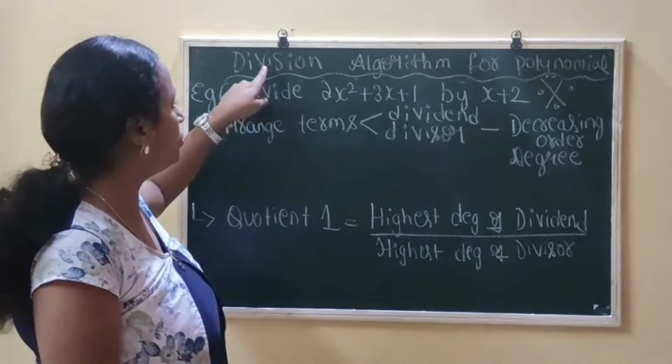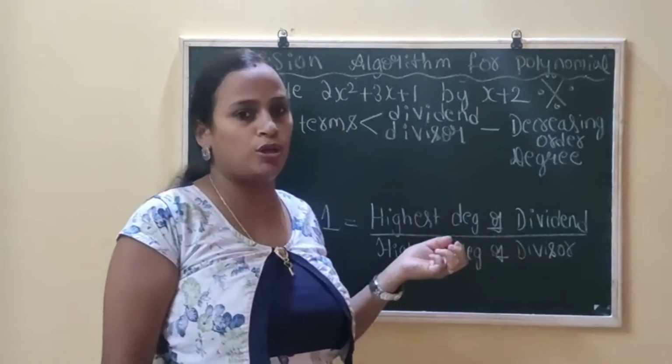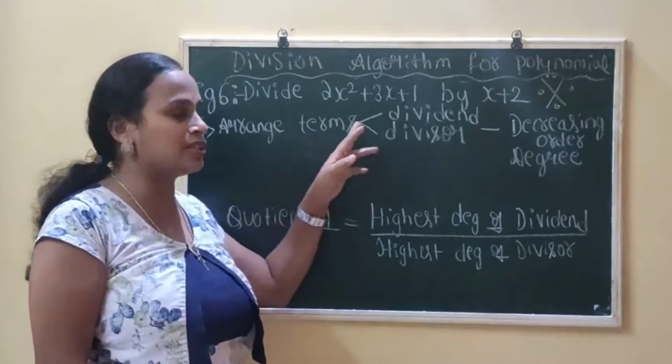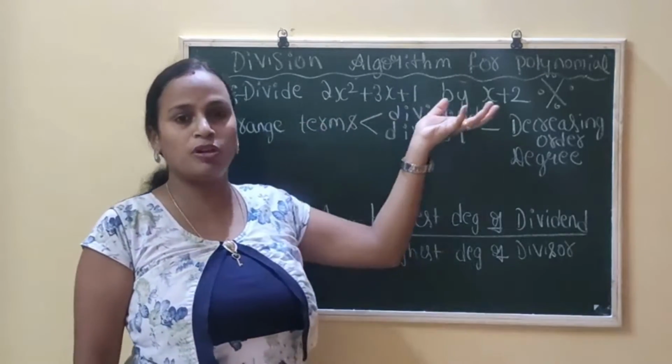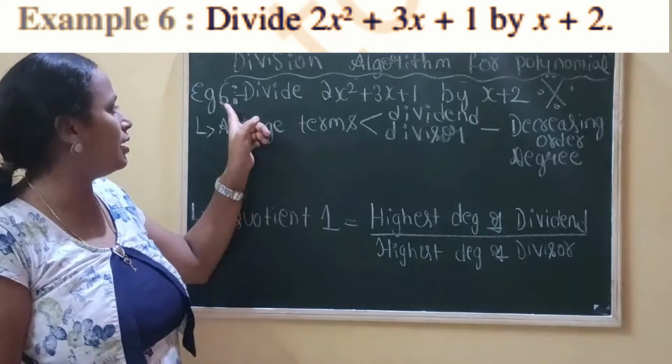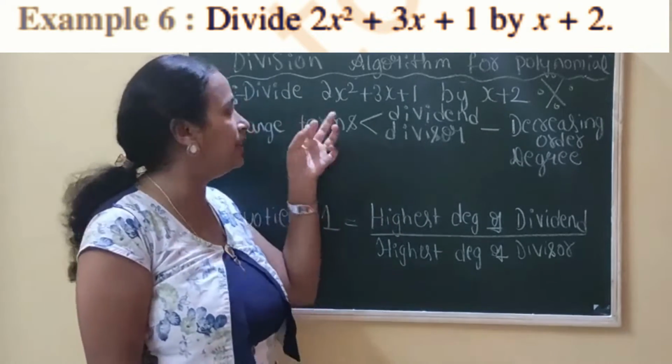Now we will move on to division algorithms for polynomials. This is a very important topic. You can expect one question on division in your final exam. Now the question goes like this. This is example 6 of your NCERT.